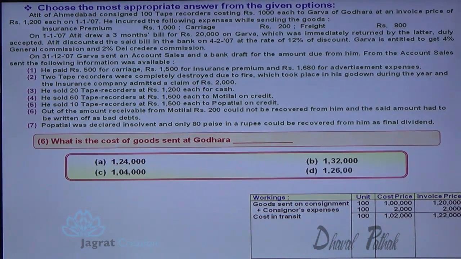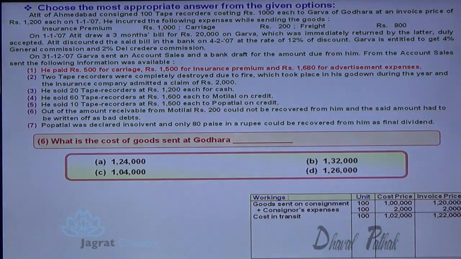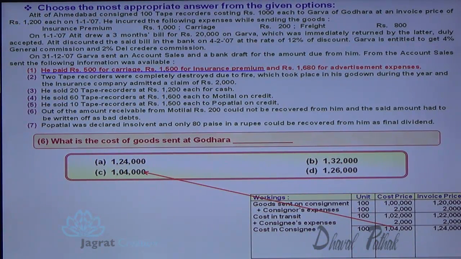So these are the options given to you. What is the cost of goods sent to Godhra? Options are A, 1,24,000, B, 1,32,000, C, 1,04,000, D, 1,26,000. Now look at the information relevant to our question. So 500 plus 1,500, 2,000, is added to the cost. So the cost of goods at the consignee's destination is 1,04,000. So option C, 1,04,000, is the correct answer. Notice it.